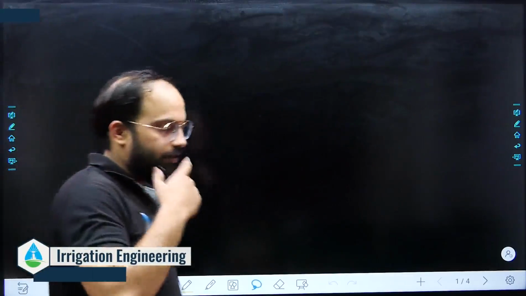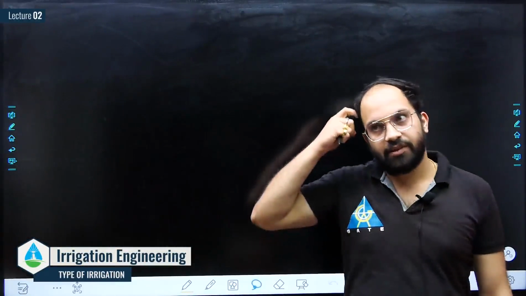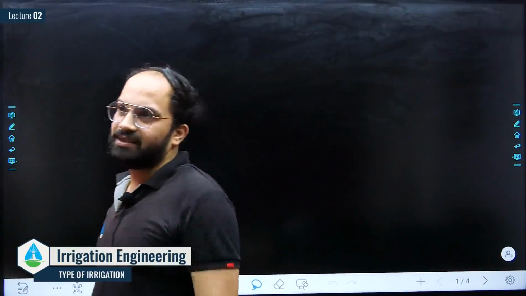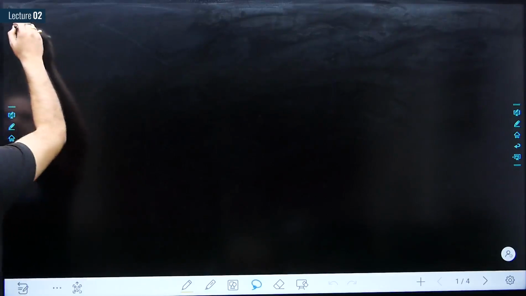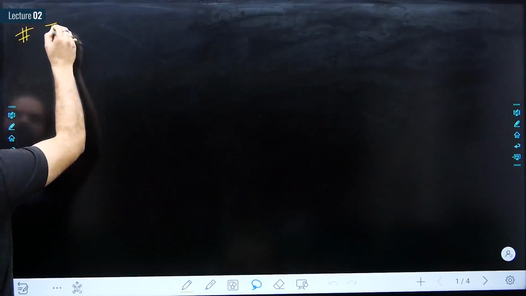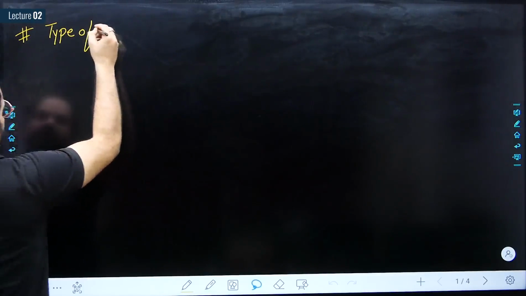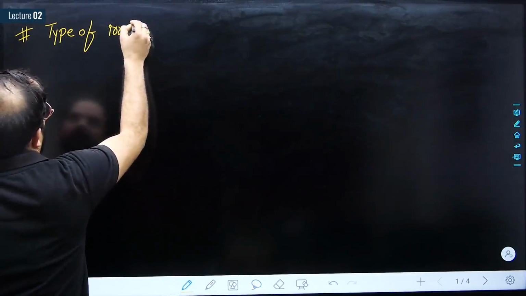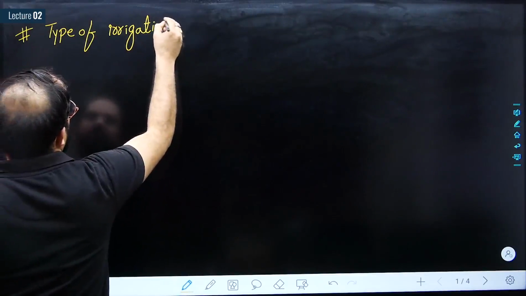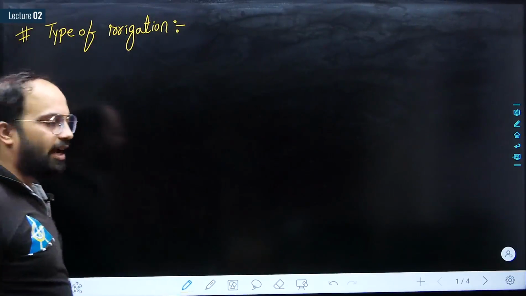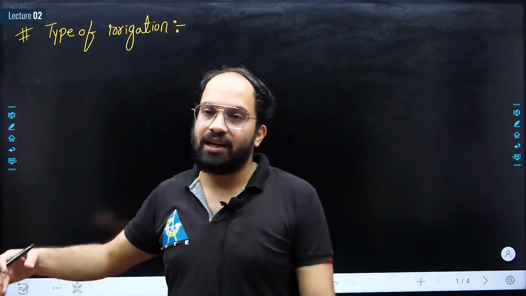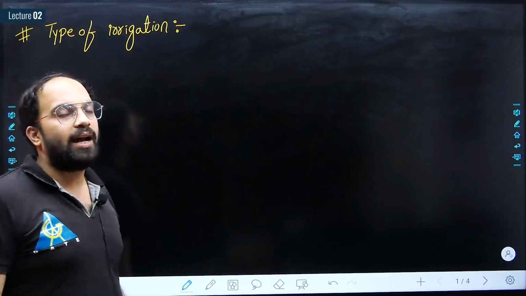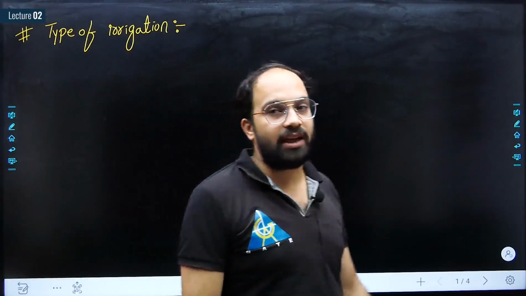So in this chapter of your introduction of irrigation engineering, we already studied about the advantages and disadvantages of irrigation. Now we are going to study the type of irrigation. After that we will study method of irrigation also. So what is the difference in type and methods? In methods we will see how water gets distributed over the field, and in type we will see by means of ways how we can supply the water to the field.